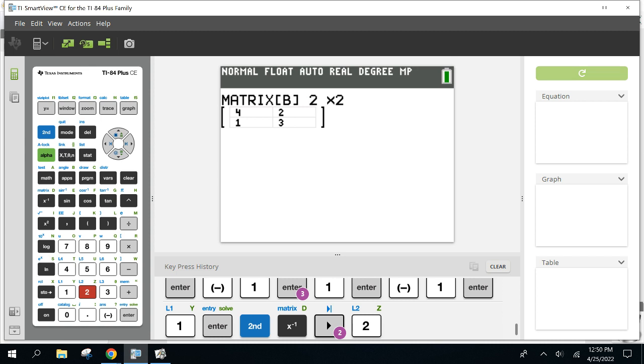How big's matrix B? What would you put in for matrix B? 4, 0, 2. That's a 3 by 1. Yep.